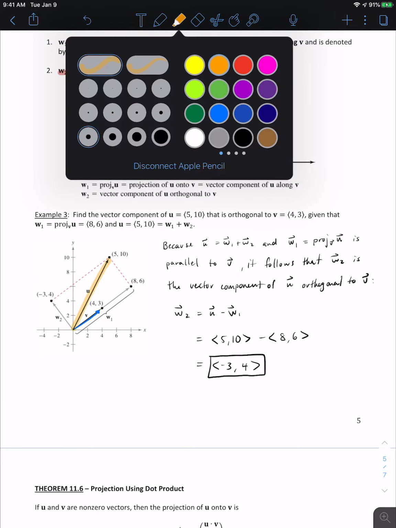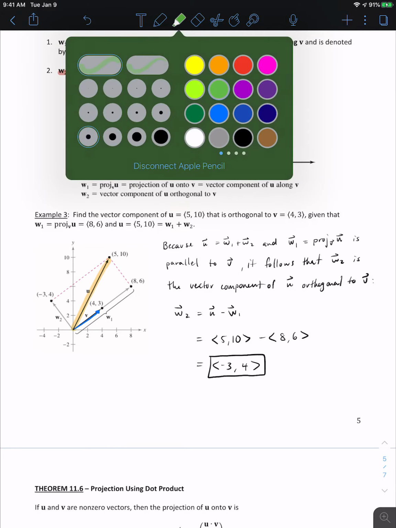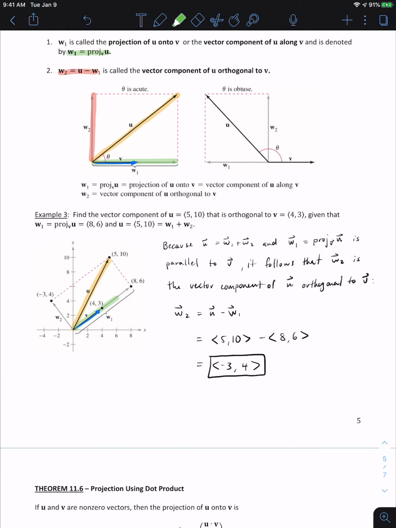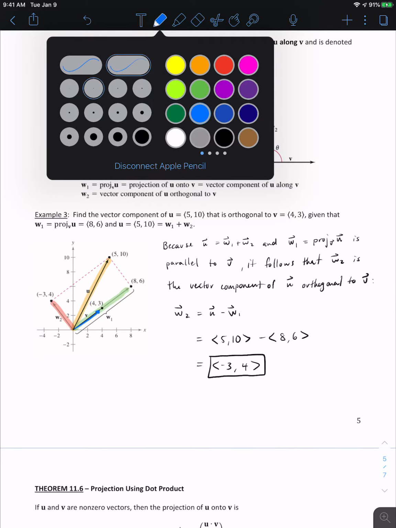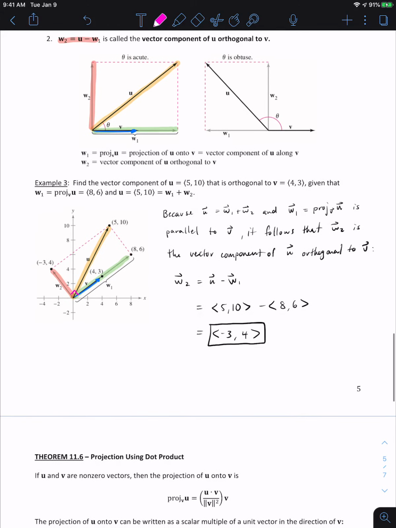So we had been given by the problem the green guy, right? We've been given the projection. We knew that that was 8, 6, that vector w sub 1. And what did we find? We found the orthogonal component, which was w2. And as you can see by looking at this here, if I were to maybe draw it in pink, I can see that this is a right angle.